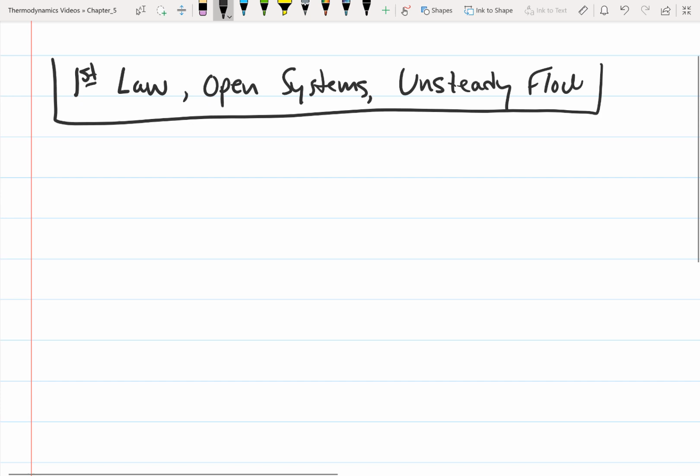I derived the general energy balance, and I derived the really general equation that applies to open systems, and it applied for steady and unsteady flow, and then we made some assumptions to it so that we basically set the time derivatives to 0, so then it only applied for steady flow. And so that's what we've been solving so far. Now we want to look at unsteady flow.